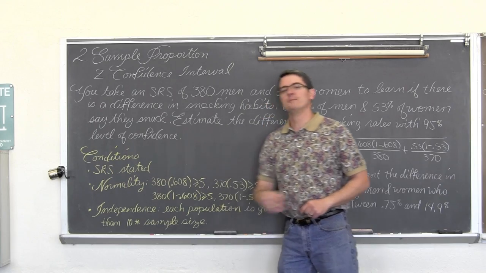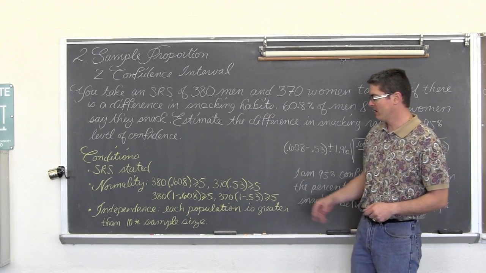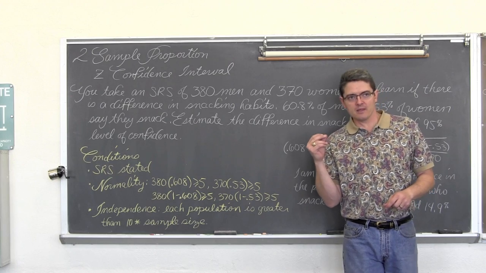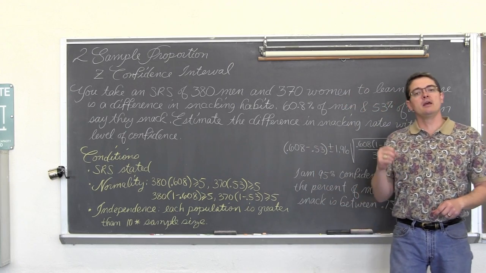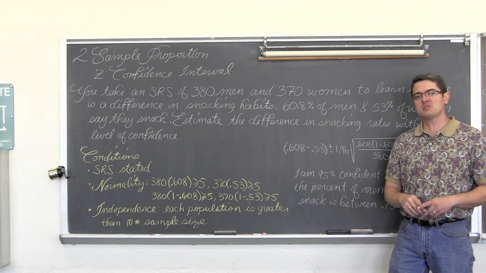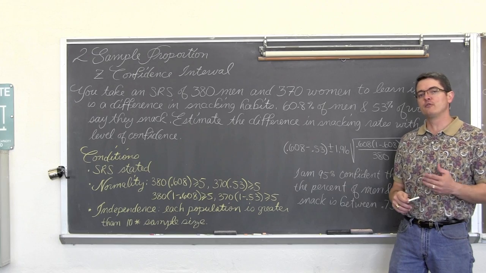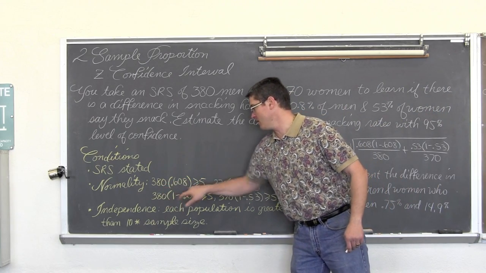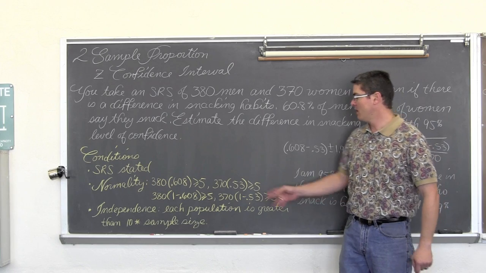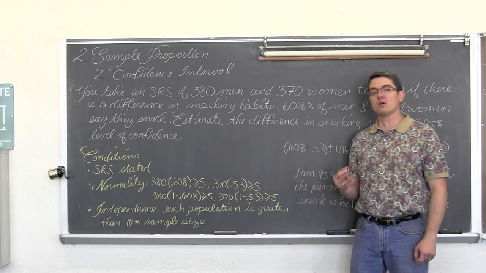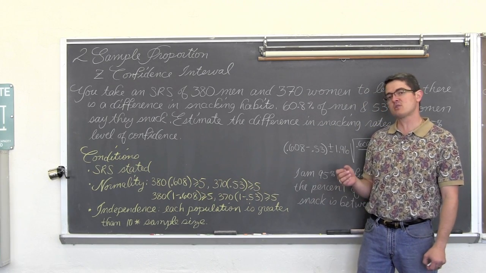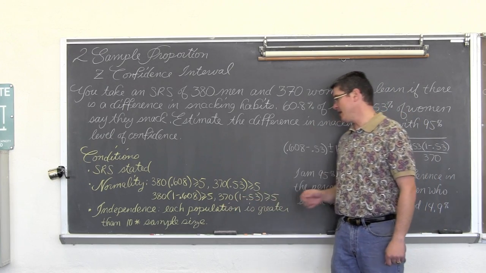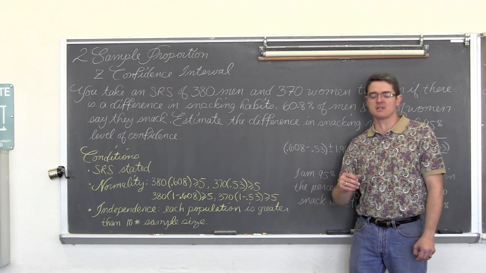Well, your conditions. An SRS for each group is stated. Normality. N times p and N times 1 minus p must be greater than or equal to 5 for each of the 2 groups. So I've got my numbers in here, and I'm not going to read this out to you, but all of these numerical values are larger than 5, so we are going to pass the normality test. And independence. Each population is greater than 10 times the sample size.